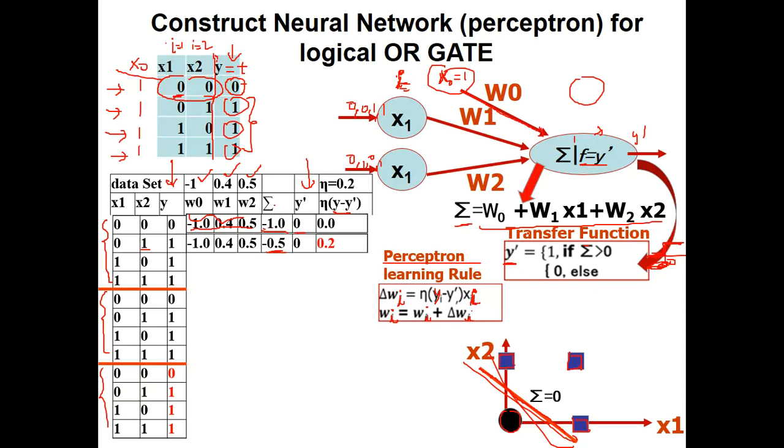Now again you compute sigma by taking the current x values, x1 0, x2 1. After applying this formula, you get minus 0.5, and again sigma is not greater than 0, so y dash will be 0, but in this iteration our actual output y is 1. So this quantity is 1 minus 0, 1. So 1 into eta, which is 0.2, you will get 0.2. As this quantity is non-zero, now your weight is going to change as per this formula. So W naught, W1 change.